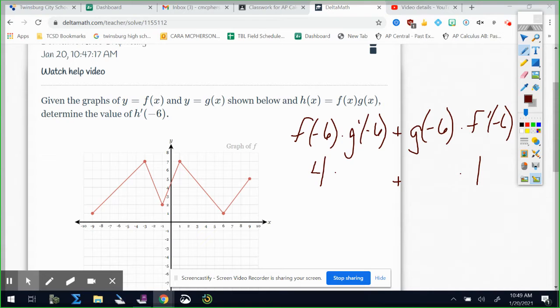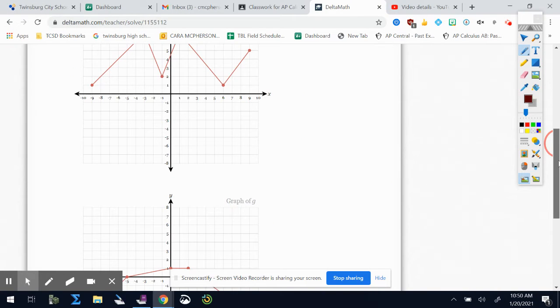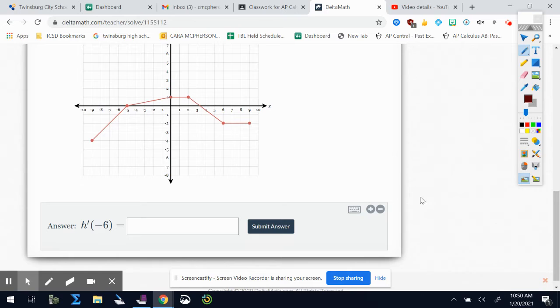Now your G graph, you're going to do the same thing. For G prime, you're going to look for the derivative, and for G, the original, you're going to look at just the y value. So I do have to get this off my screen to see it. Sorry, I have to move a little bit. So here's my G graph. I'm again going to have to go to -6. So here's what I know. At -6, my G value is -1, and my slope is also +1 because it's going up 1 over 1.